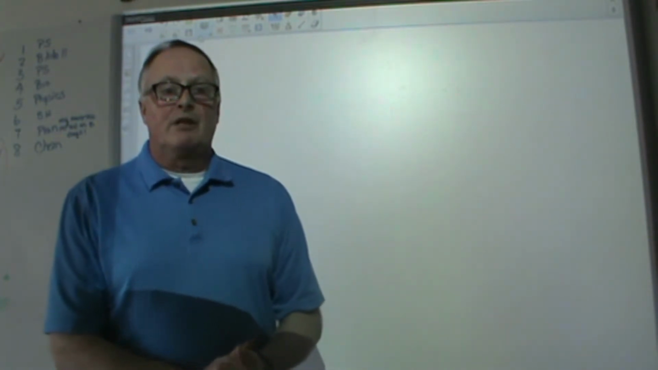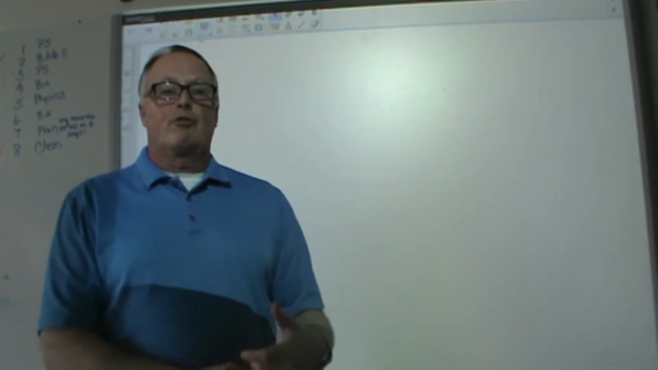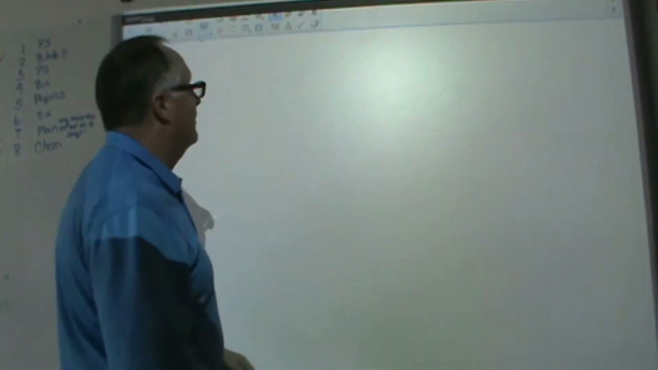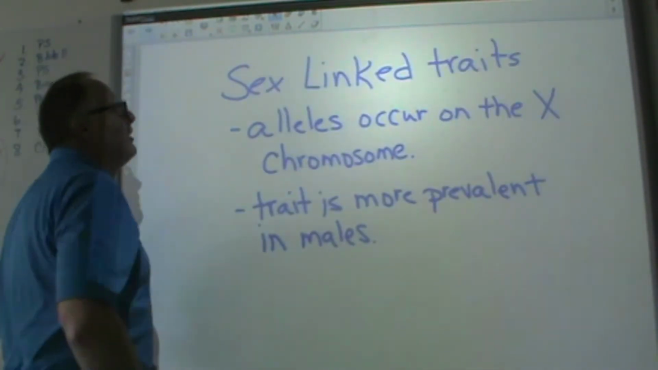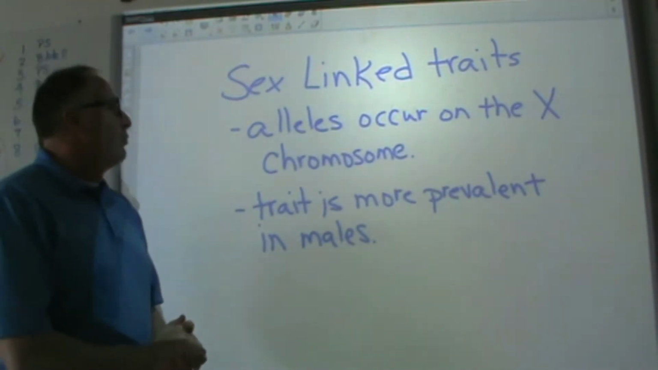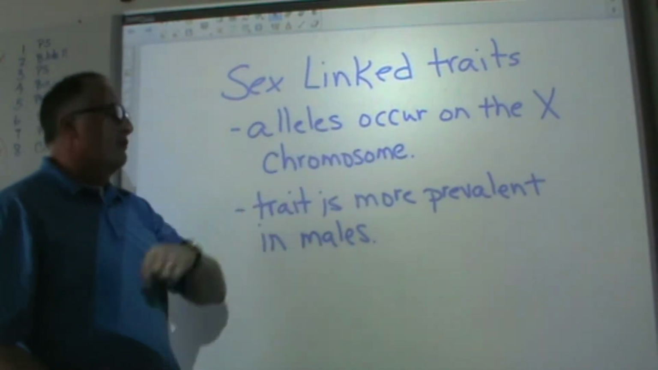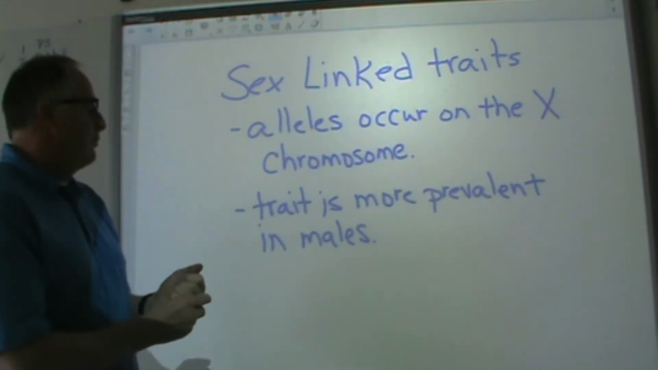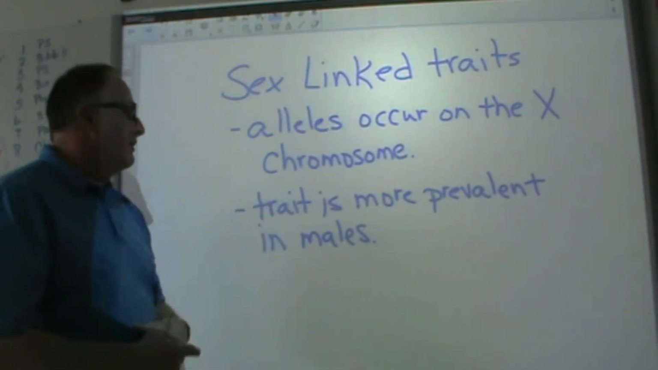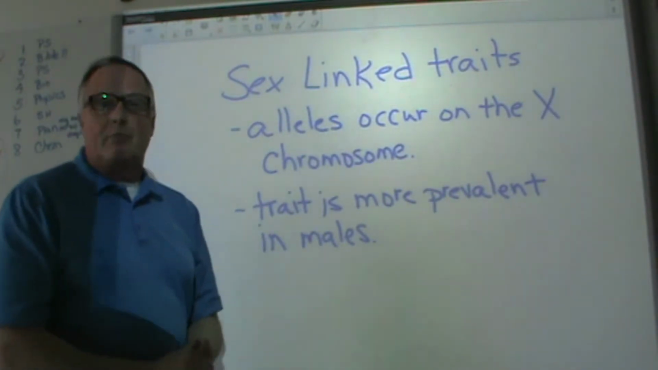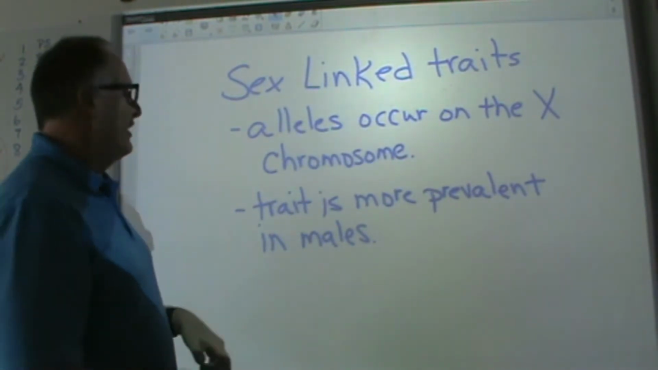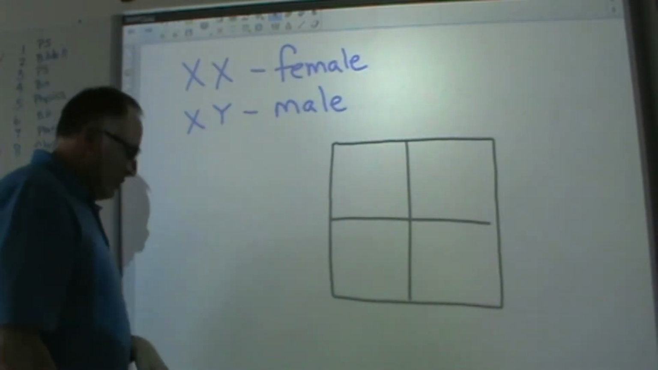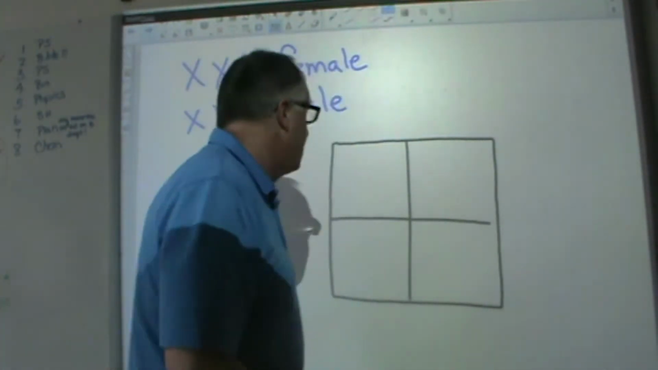But part of that will be these sex-linked traits, so I'm going to go through fairly quickly with this, but hopefully you'll understand what's going on. So a sex-linked trait is just one where the alleles occur on the X chromosome. And we'll go through and we'll show you exactly what that looks like. And the trait is more prevalent in males, and hopefully by the time we're finished you'll understand that there's a good reason for that.